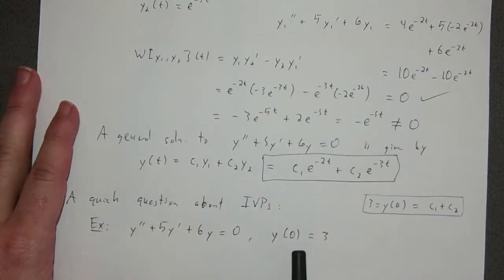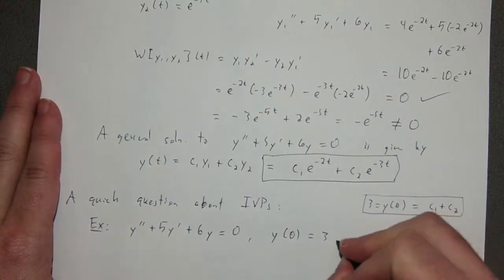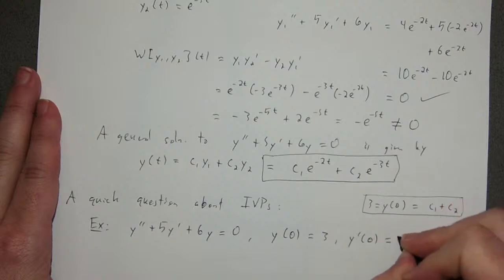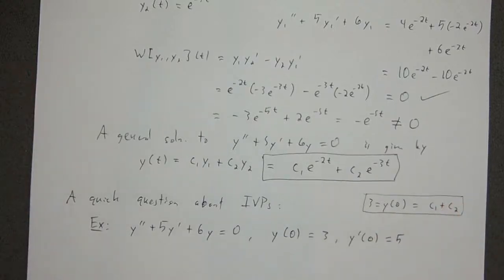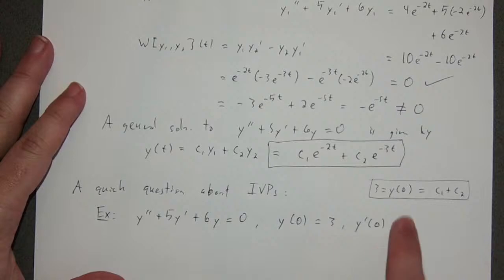So it's not enough to specify a value on the function itself. I must also specify a value of its derivative at some initial point, at the same initial point. Now, a quick generalization after we do this. Well, I'll get to it here in a second. So how does this work then?